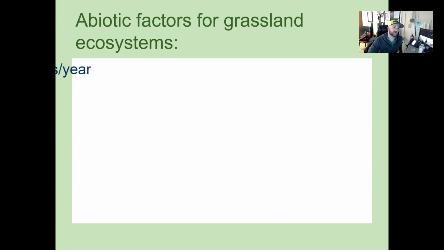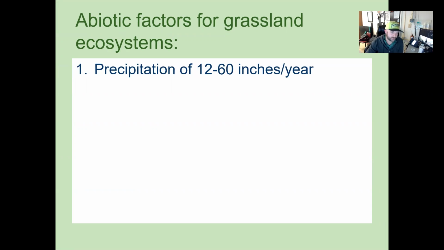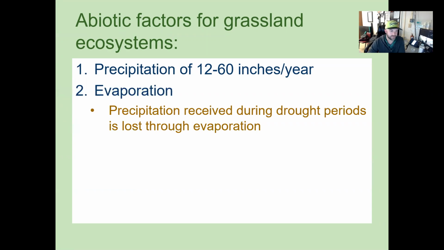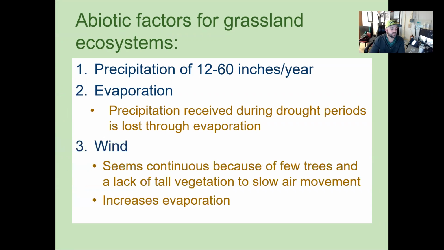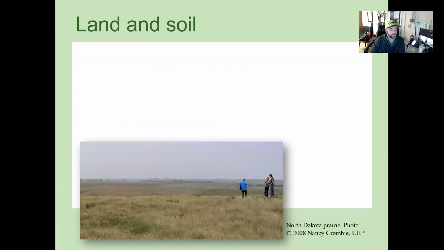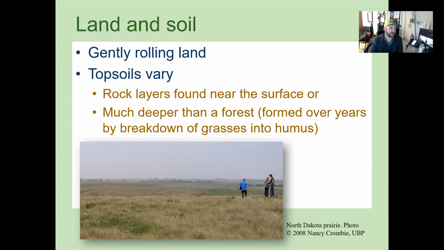Abiotic factors for grassland ecosystems: precipitation of 12 to 60 inches a year. Evaporation: precipitation received during drought periods is lost through evaporation. And wind seems continuous because of few trees and a lack of tall vegetation to slow air movement, and that increases evaporation. Land and soil: gently rolling land, and topsoils vary. Rock layers are found near the surface or much deeper than in a forest, formed over years by breakdown of grasses into humus.